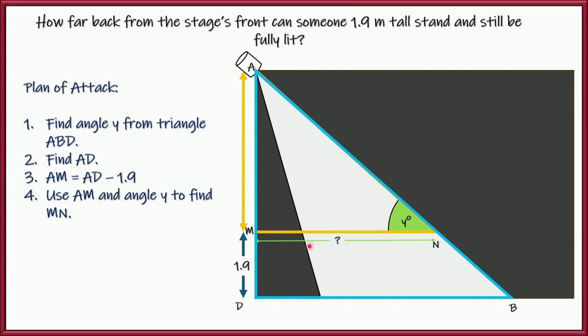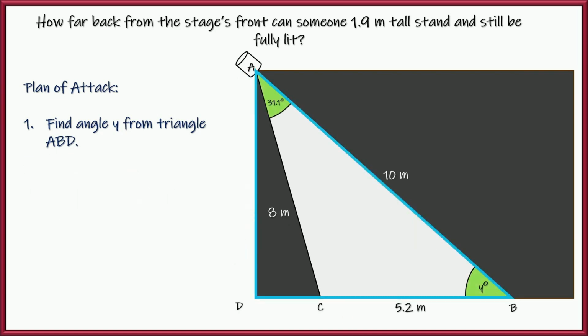To n, which is the distance from the front of the stage that somebody can stand, the furthest distance they can stand and still be fully lit by the light from the spotlight. All right, so let's go ahead and dive into that, shall we? So let's start off with trying to figure out this angle ABD, shall we?